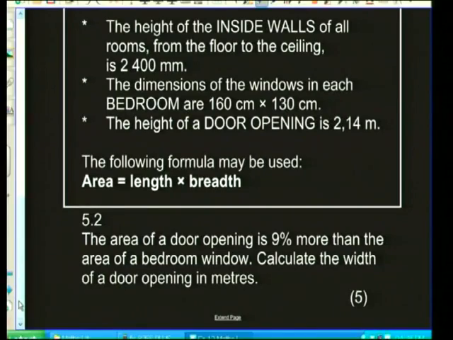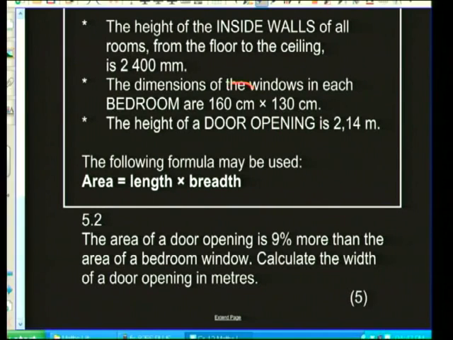The area of a door opening is 9% more than the area of a bedroom window. Calculate the width of a door opening in meters. Let's think about this question. They're saying we've got a window and the door takes up 9% more area than a window does. Well, how much area does the window take then?